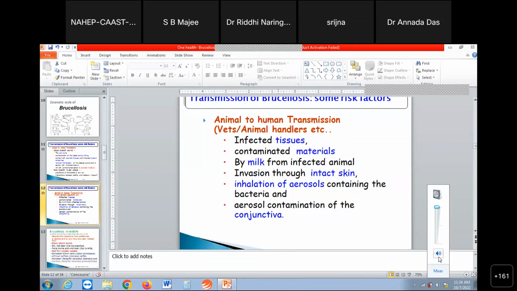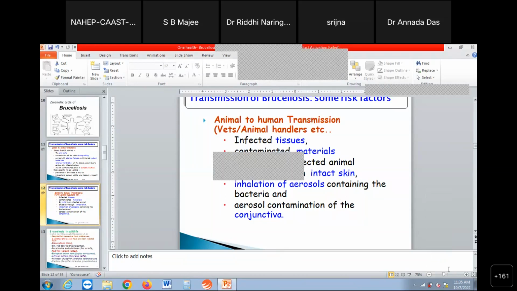Animal to human transmission is again a very important aspect. Now this can occur through infected tissues, while the veterinarian is handling infected tissues from the aborted fetus. Then contaminated materials by milk from affected animal, invasion through intact skin, inhalation of aerosols containing the bacteria, and also through the intact conjunctiva. So all these become very important risk factors as far as animal to human transmission is concerned.